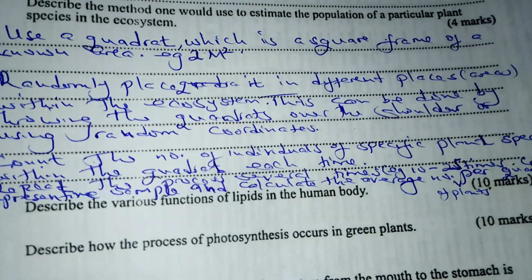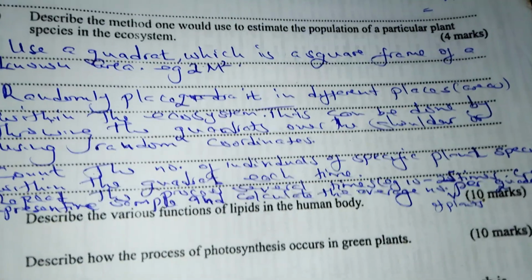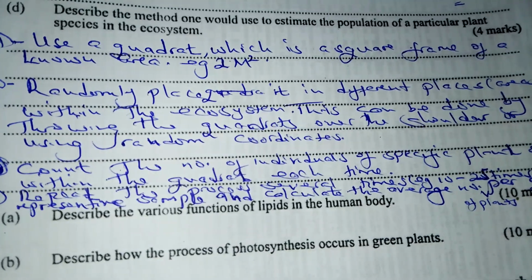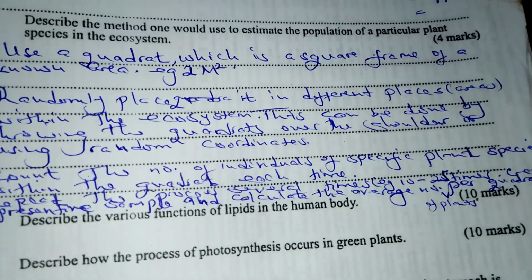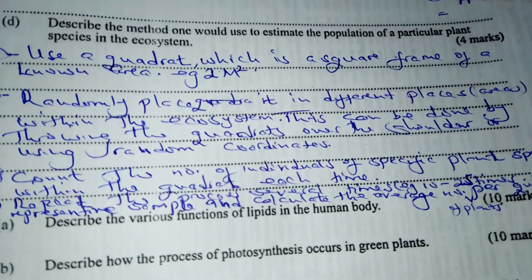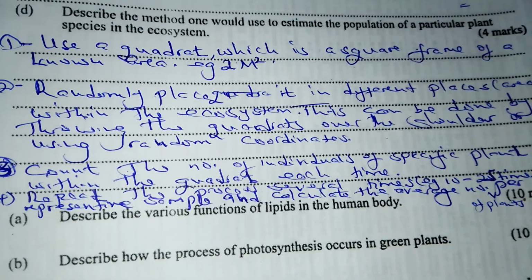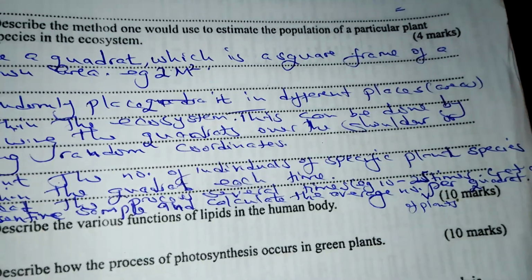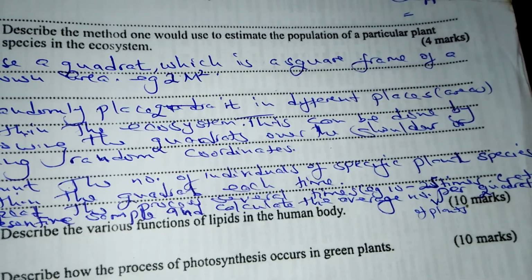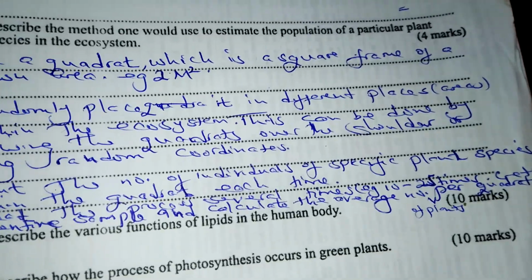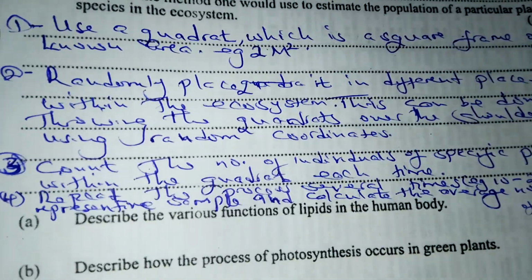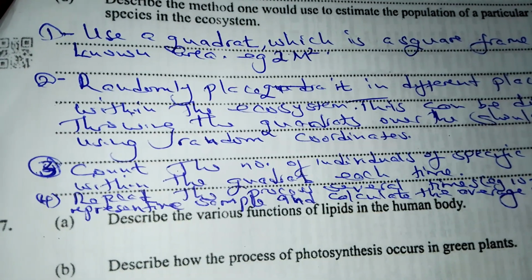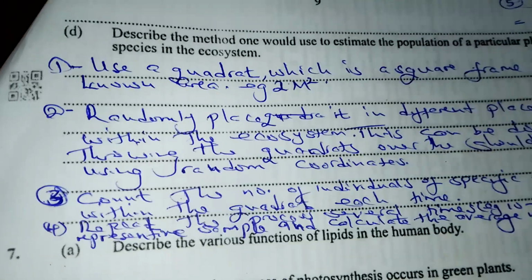Count the number of plants of the specific species within the quadrat each time. Repeat the process several times, e.g. 10 to 25 times, to get a representative sample and calculate the average number of plants per quadrat. And then 7, you are told to describe various functions of lipids in the human body.